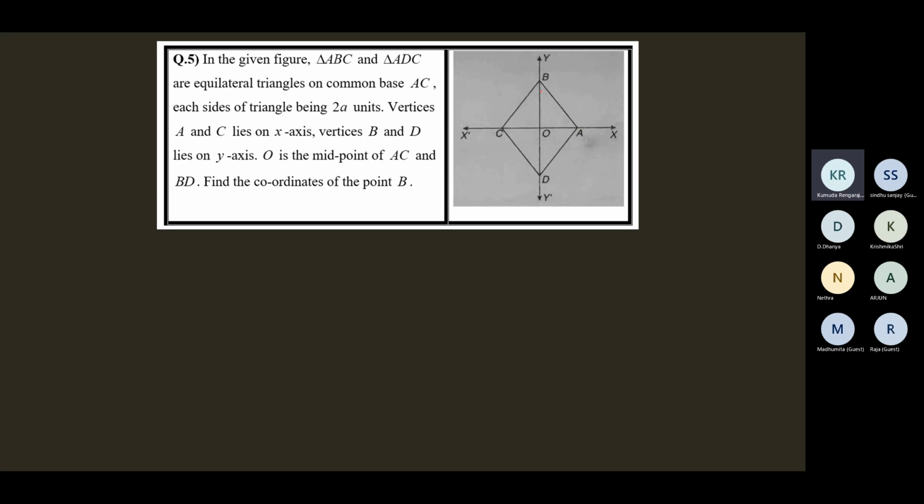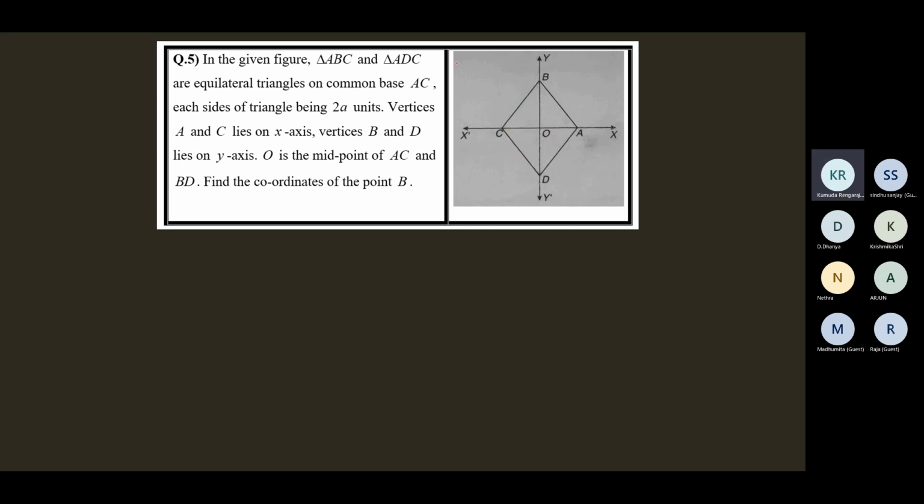No. See, ABC is an equilateral triangle, so AB is 2a, BC is 2a, and AC is 2a. ADC is equilateral, so AD is 2a, DC is 2a, and AC is 2a. Ma'am, we can't say the altitude is equal to the sides. Yes, the length of BD is not given at all. BD is not 2a.